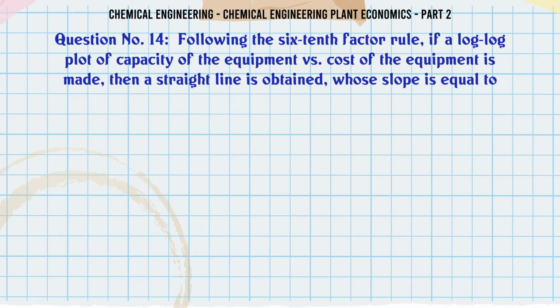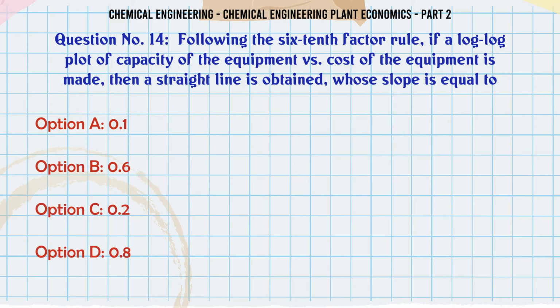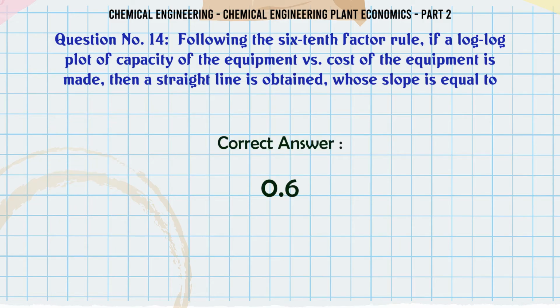Following the 6/10th factor rule, if a log-log plot of capacity of the equipment versus cost of the equipment is made, then a straight line is obtained whose slope is equal to A. 0.1, B. 0.6, C. 0.2, D. 0.8. The correct answer is 0.6.